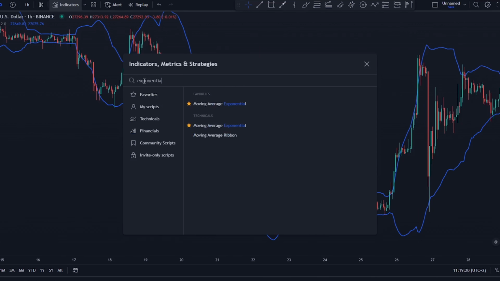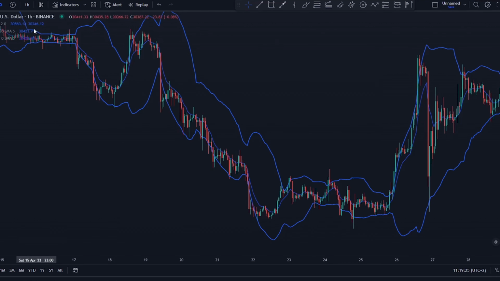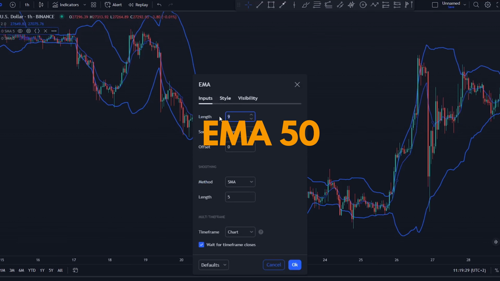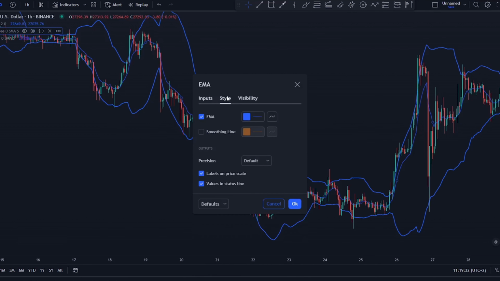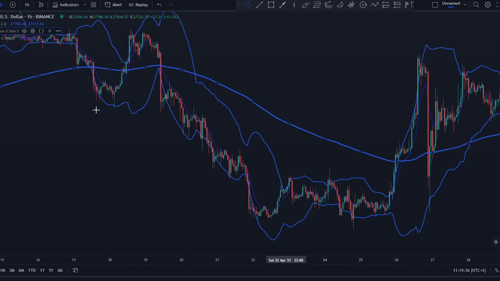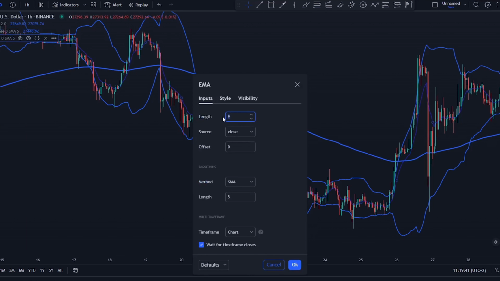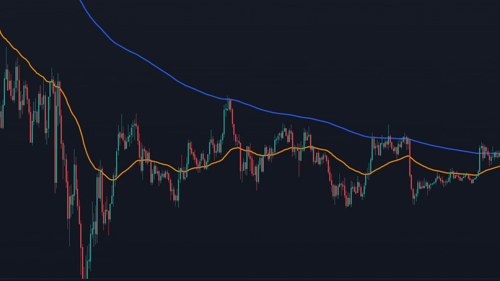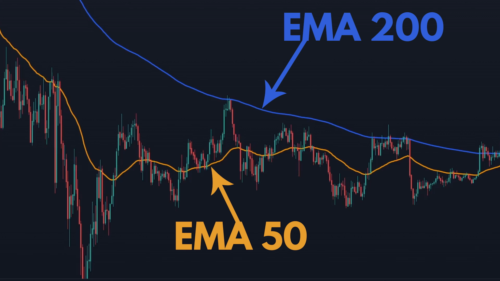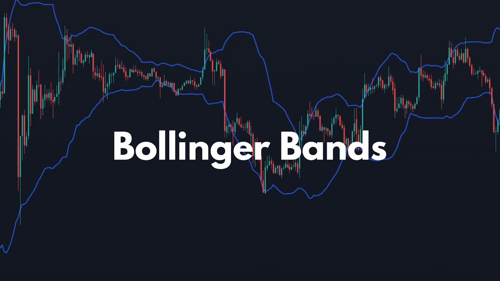Bollinger Bands work best when combined with other technical tools. For the purpose of this video, we will combine it with exponential moving averages, specifically EMA 200 and EMA 50. We explained how to identify trends using exponential moving averages in our previous video. You can find the link to that video in the description below, or click on the upper right corner to watch the video. Alright, now we have brought the EMA 200, the blue line, and EMA 50, the orange line, to help us identify only strong entry points using Bollinger Bands.